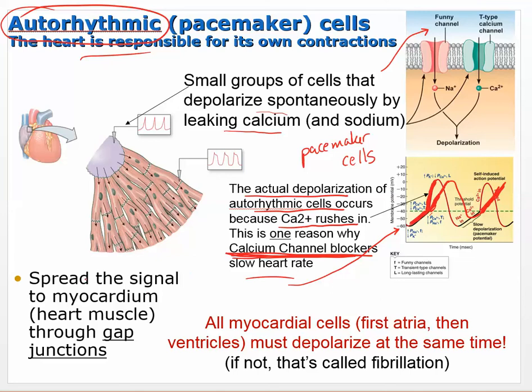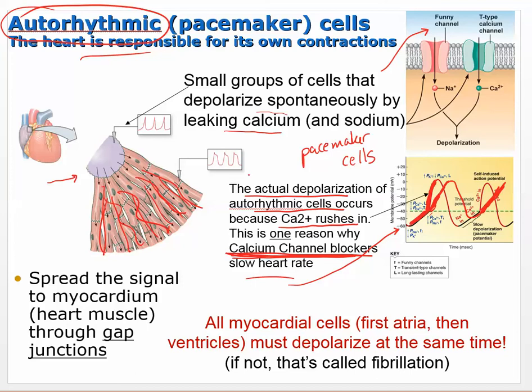Okay, so again, spreads a signal to the myocardium, which is the heart muscle, through gap junctions. All myocardial cells must depolarize at the same time. So that's something else to remember. I know this is just a small section of the heart, but once these depolarize, it spreads all over. And there are some pathways that help it spread more quickly that we'll look at. But all of the atria have to depolarize at the same time. We know this because both the left and the right both squeeze to the ventricles at the same time, and then both ventricles will squeeze at the same time.